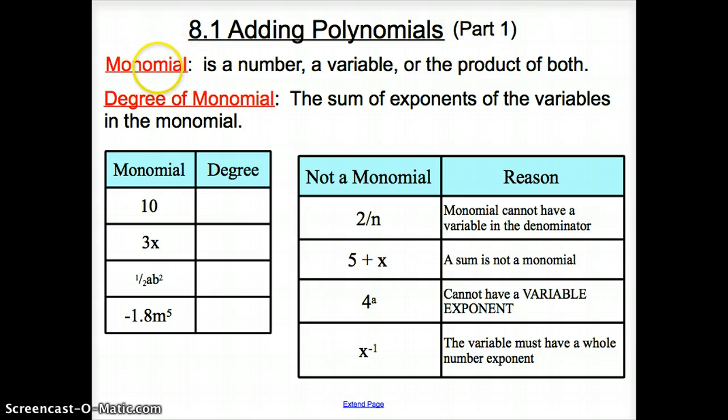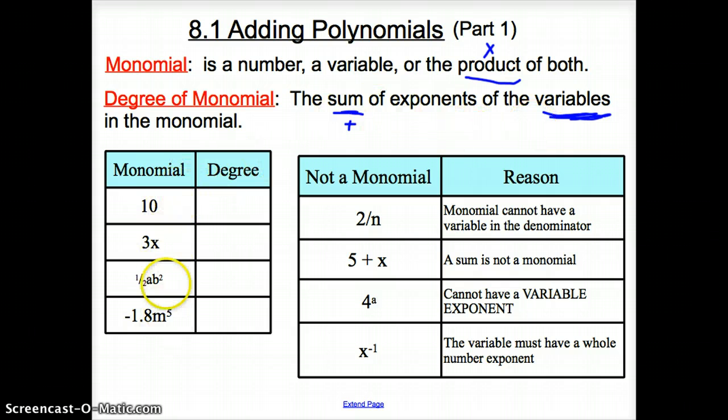Our very first vocab word is a monomial, and a monomial is a number, a variable, or the product of both. Product meaning multiplication, which we'll get into here in a little bit. Also, the degree of a monomial is the sum, which means addition, of exponents of the variables in the monomial. Right? It's the sum of exponents of the variables. So we'll check it out here as we go.